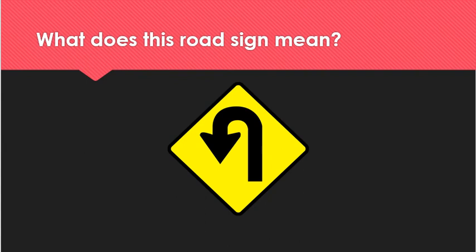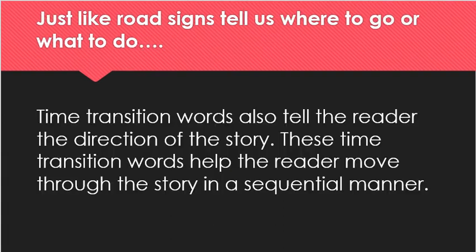Writers have a special item that helps them guide the reader through their story, and that special item is called a transition word. We're going to be learning about time transition words. Time transition words help us guide the reader through the story and help to keep the story organized in the correct order. Just like road signs tell us where to go or what to do, the time transition words help the reader know the direction of the story.